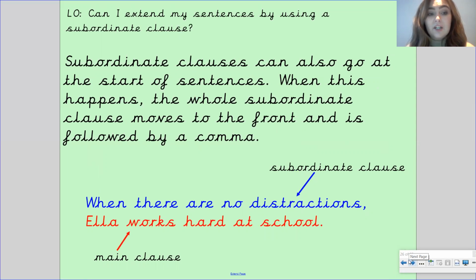Subordinate clauses can actually also go at the start of sentences as well. When this happens, the whole subordinate clause moves to the front and is followed by a comma. So for example, when there are no distractions, Ella works hard at school. When is our subordinating conjunction. When there are no distractions is our subordinate clause. We've got a comma after our subordinate clause, and then we've got Ella works hard at school, which is our main clause. So when there are no distractions, comma, Ella works hard at school.